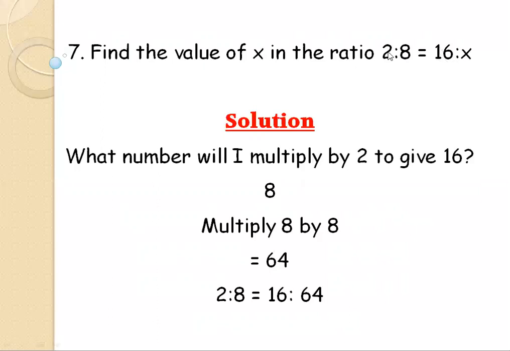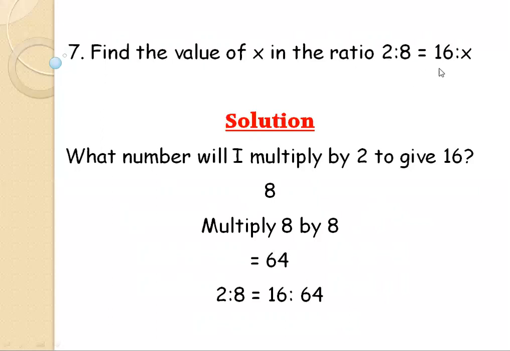2 times 8 is 16. So if 2 times 8 is 16, then I'll multiply 8 by 8 too. 8 times 8 will be 64. So that is it. What number will I multiply by 2 to give 16? 8. So I'll multiply that same 8 by this, and that will give me 64.